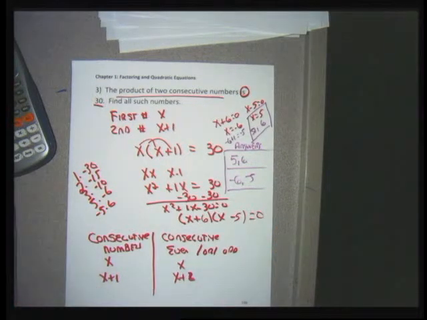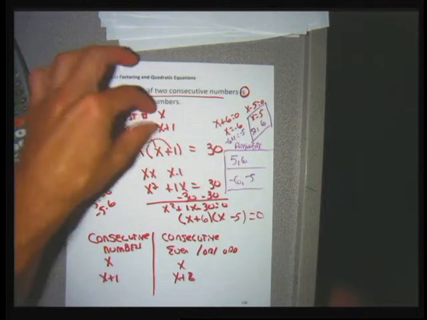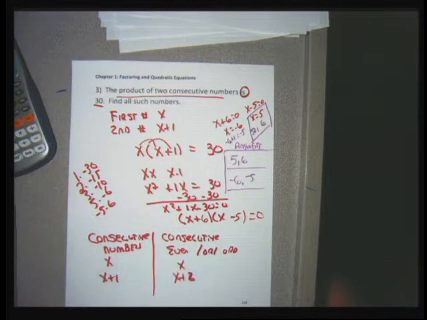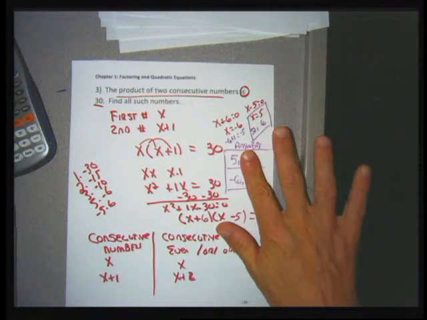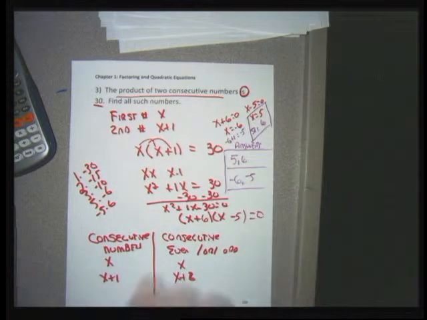So the algebra gives me 2 answers, but I kind of need 4 numbers, because I need the numbers that are consecutive, next to each other on a number line, that multiply to 30. If I wrote 5 and negative 6 for my answers, 5 and negative 6 multiply to be negative 30, not positive 30, and they're not next to each other on a number line, so they're not consecutive.